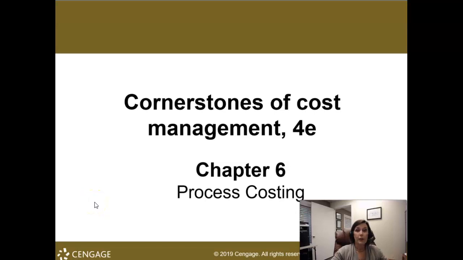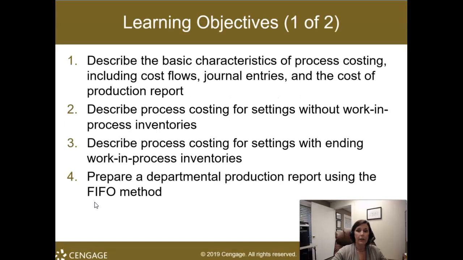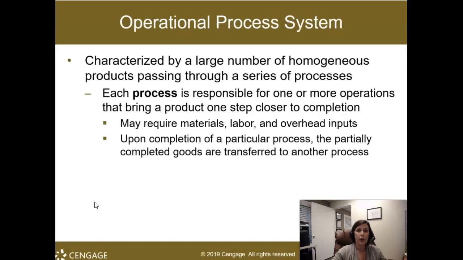Welcome to Chapter 6, and we are continuing to migrate our way through cost accounting into a concept called process costing. Okay, so in our last lesson, we looked at job costing systems, and in those systems, all of our costs are allocated on a per job basis.